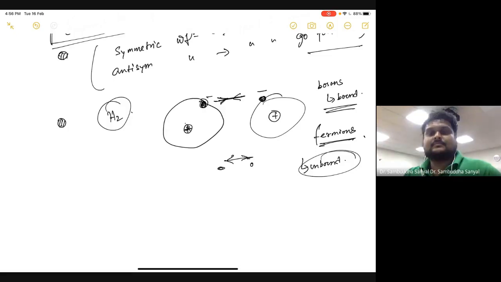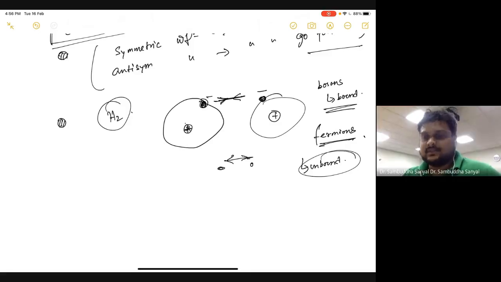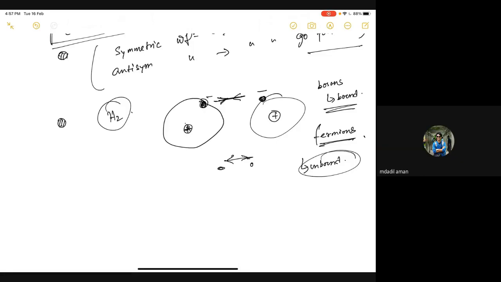Sir, in this symmetric and anti-symmetric thing, we are not considering any other forces, right? No, there are no other forces. I am talking about just 2 electrons. So isn't that the case? While we are putting the argument for the distinguishable particles, we are telling that they are not interacting with each other. But in a realistic case, they will have electromagnetic interaction.